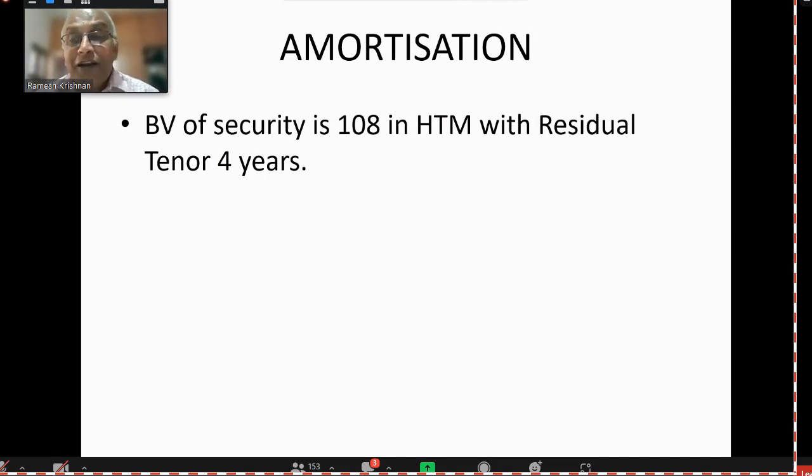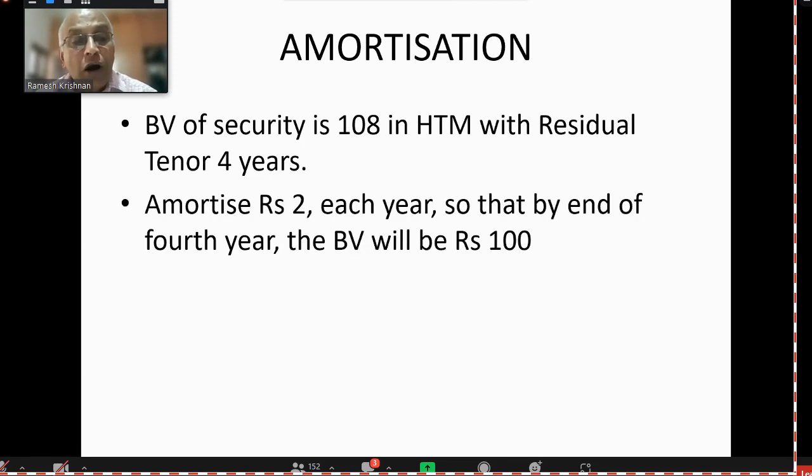So every year you have to knock off 2 rupees from this 108 so that at the end of the 4th year, it becomes 106, 104, 102 and 100. So that is the concept. So amortize 2 rupees each year so that by end of 4th year, book value will be 100.